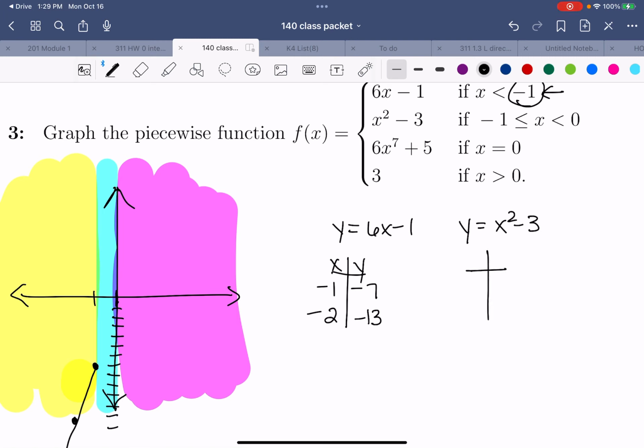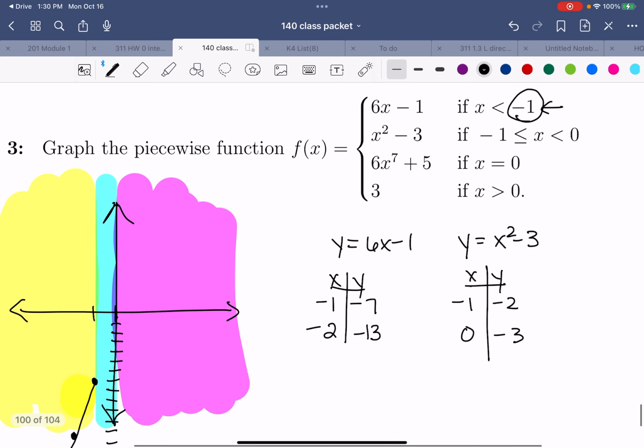So I'm going to use a couple of points in here. So x and y. -1, I'm definitely going to use 0. So if I plug in -1, -1 squared is 1, minus 3 is -2. Plug in 0, that's -3. So at -1, it's -2.